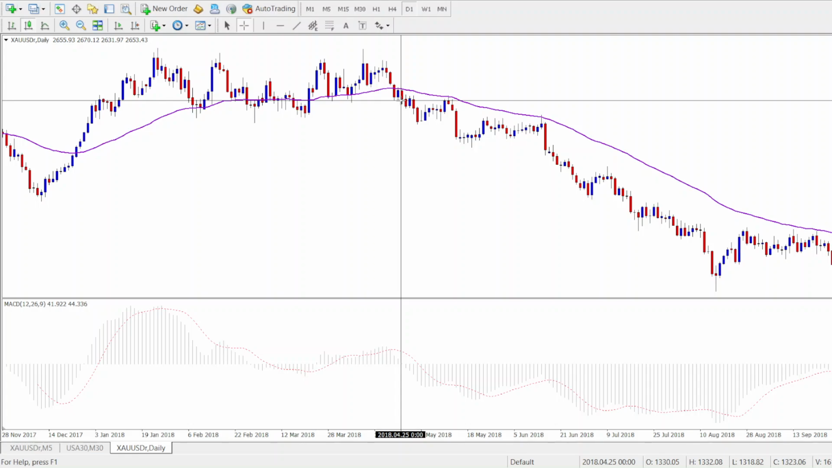You can use any other indicator to form a powerful trading strategy with your MACD. So that is basically it, guys.